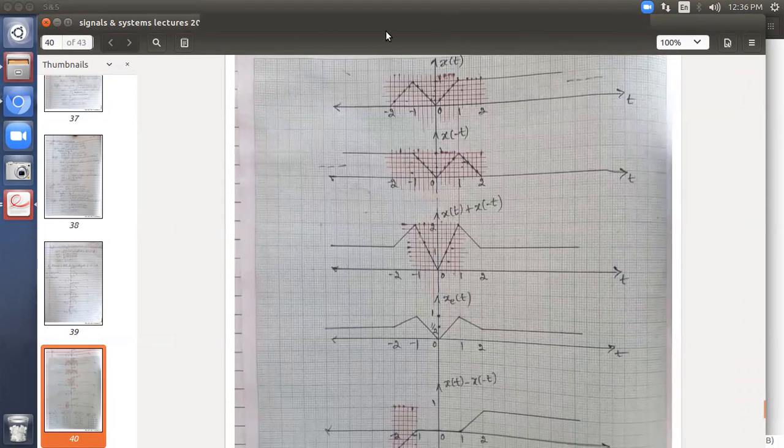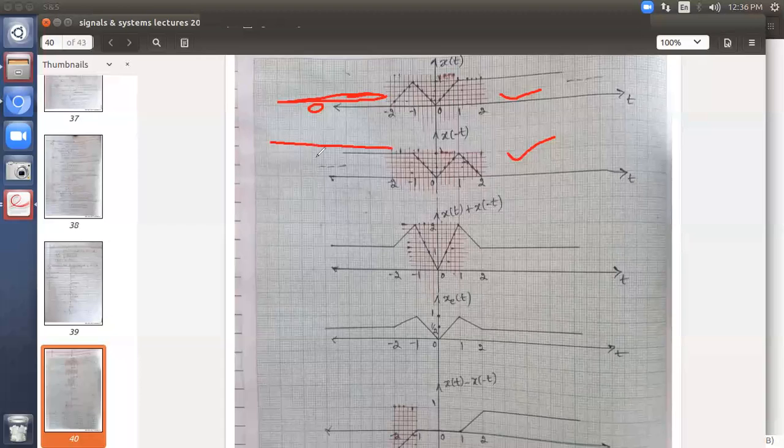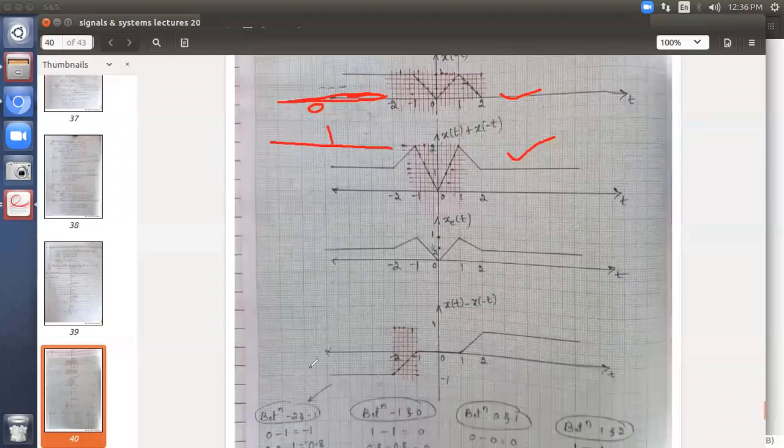Fine. So let's go for odd part. To get the odd part, we should subtract original signal and the reflected signal. Original signal is this one, reflected signal is this one. So let's start from the left hand side. We don't have anything here, 0. But if you observe, you have some line here, constant 1 line. So 0 minus 1 is negative. You can observe minus 1. Okay, minus 1 amplitude. So till minus 2, you will get that.